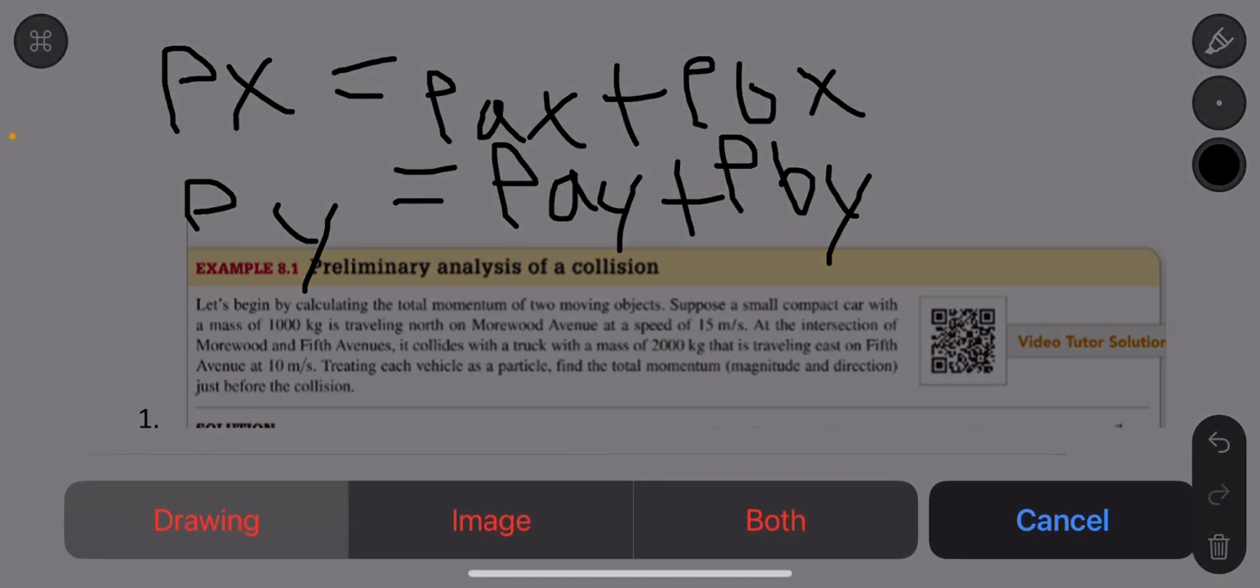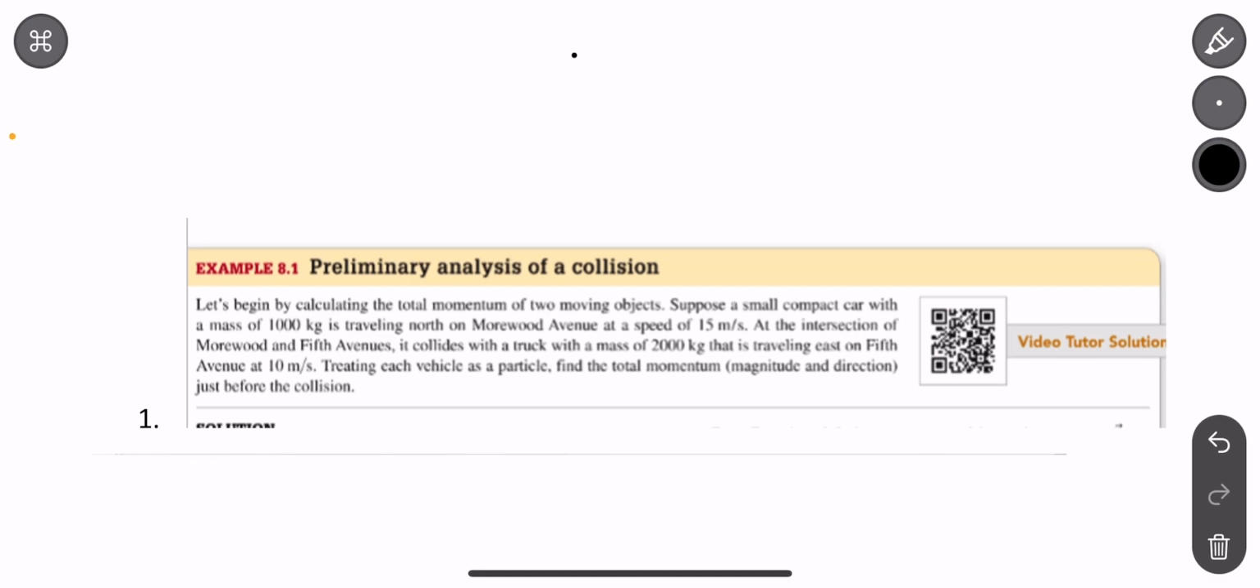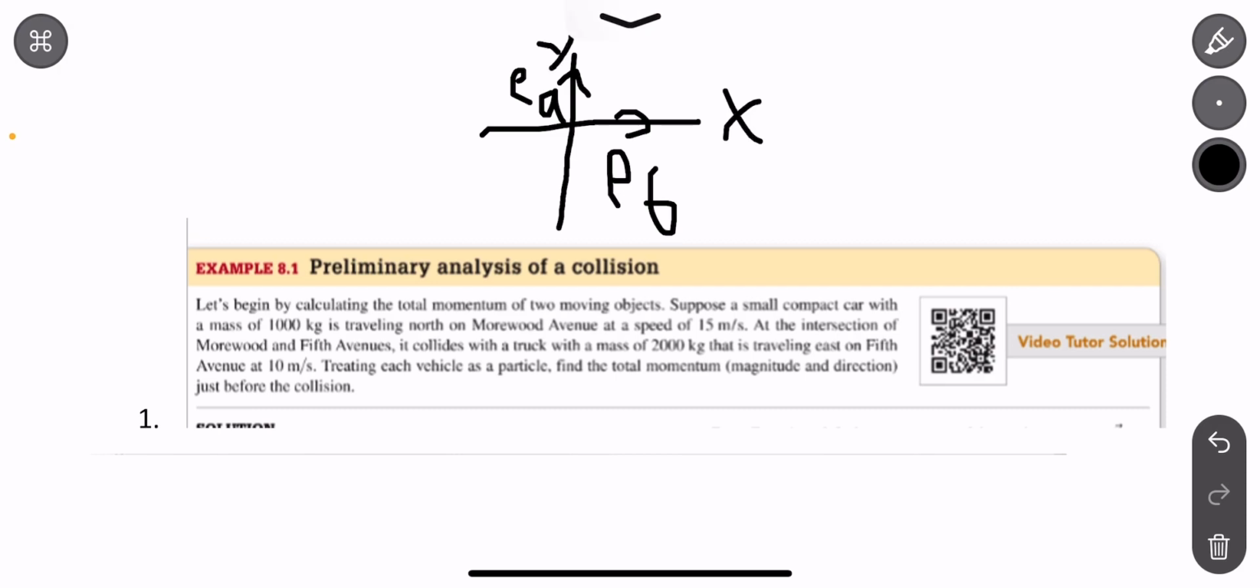So if I clear this, we can do a drawing. One is heading northbound, and we can say that's PA, and then one is heading to the right, which is PB. This is X, and this is Y, and we can find the total direction that they're going. Y up, by the way, is going to be north, just to keep track of it. Okay, let's begin the calculations now.